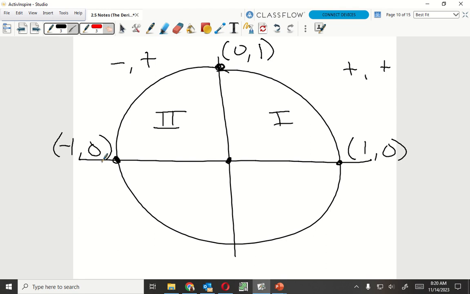Down over here, quadrant 3, I'm going to have a negative and a negative. This one here is going to be 0 and negative 1. And then quadrant 4, right there. So that means it's to the right. My x value is positive, but my y value is down below, so it is a negative.